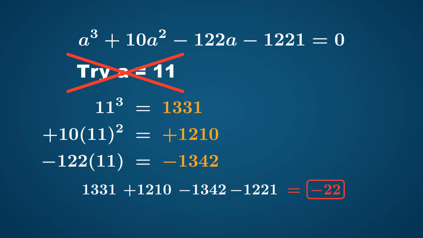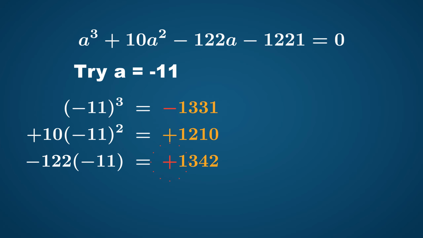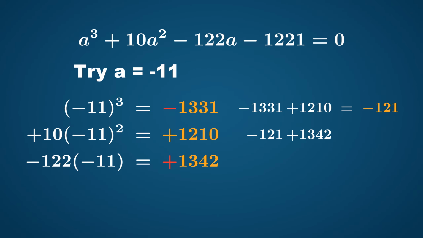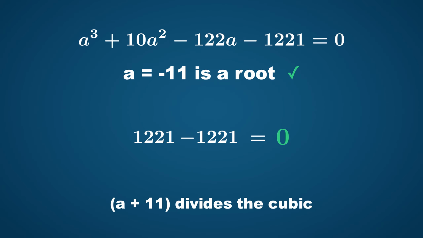Close, but not 0. Try a equals negative 11. The cube flips to negative 1,331. The square term stays at positive 1,210. And the linear term flips to positive 1,342. So negative 1,331 plus 1,210 is negative 121. Plus 1,342 is 1,221, minus 1,221 is 0. So a equals negative 11 is a root, and a plus 11 divides the cubic.